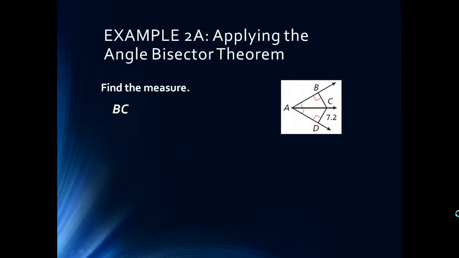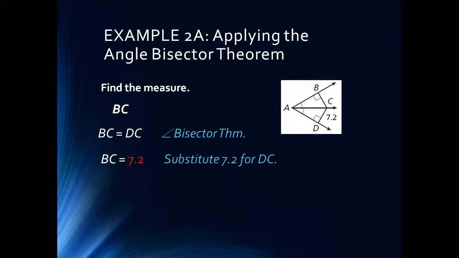If we want to find the measure of BC, we look at our picture and we can see already that BAC and DAC are congruent. We have perpendicular lines here and here. So BC is equal to DC. This is from the angle bisector theorem. BC equals 7.2, and all we did was substitute in 7.2 for DC.